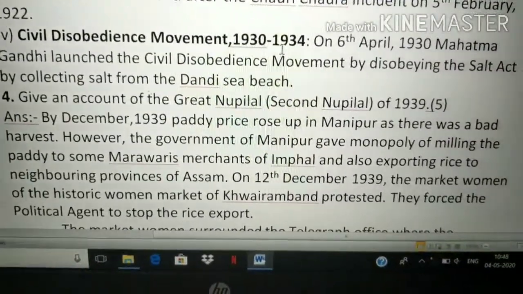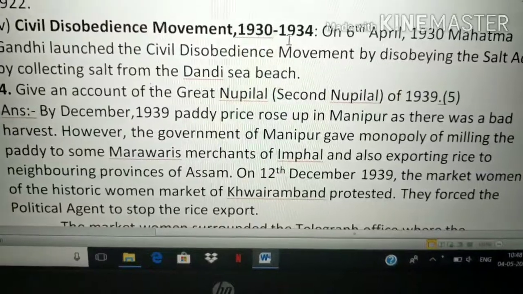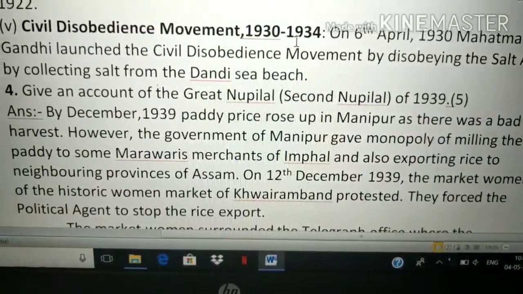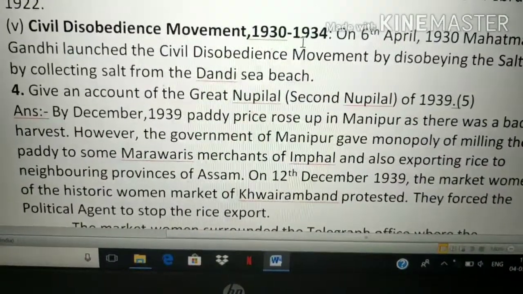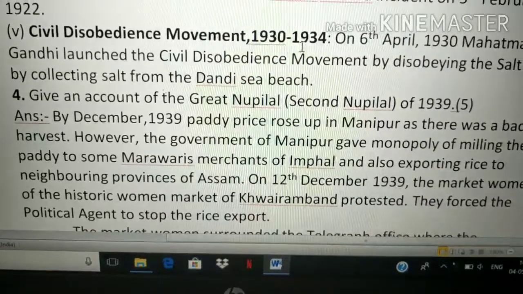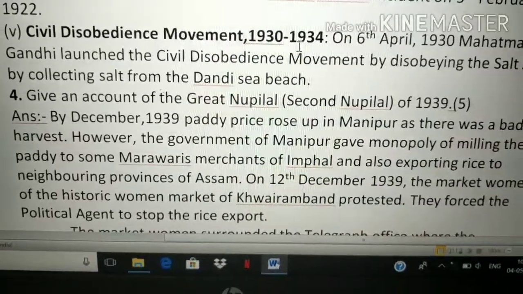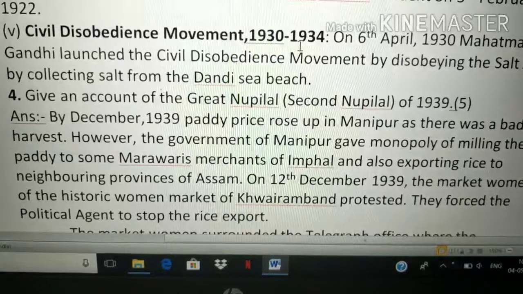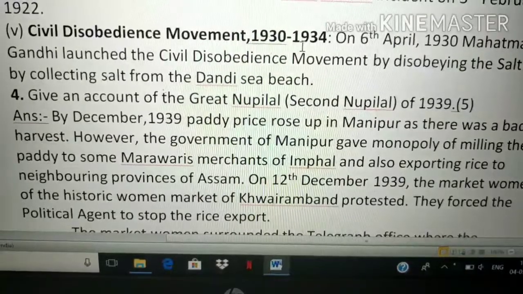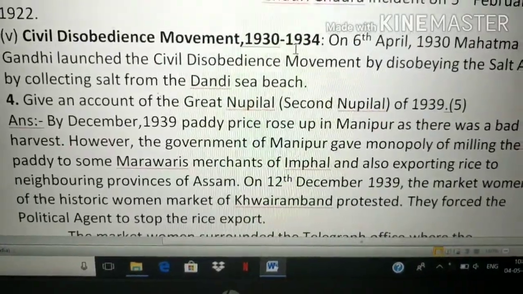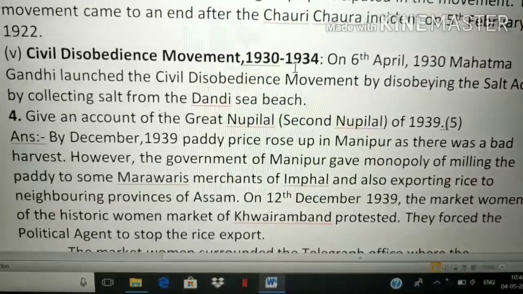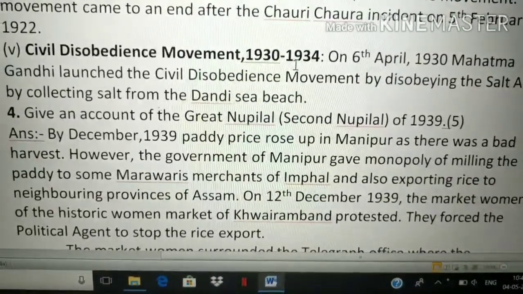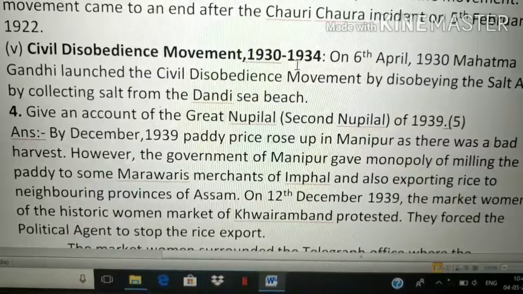Civil Disobedience Movement, 1930 to 1934. On 6 April 1930, Mahatma Gandhi launched the Civil Disobedience Movement by disobeying the Salt Act by collecting salt from Dandi Sea Beach.